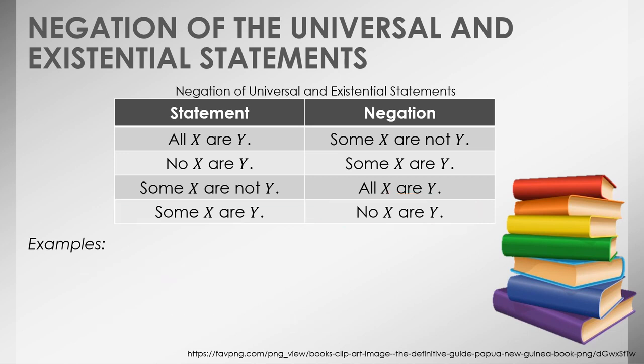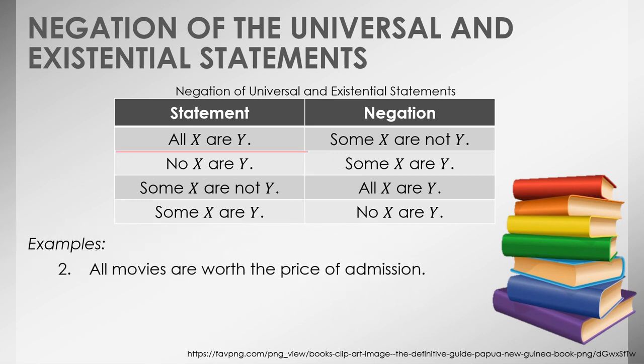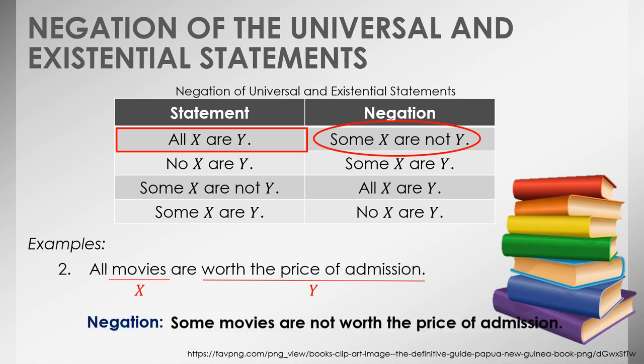Secondly, the statement is given by this. Notice that it is of the same pattern with the first statement. Thus, the negation can be formulated by following this. Also, note that in this statement, our x is the word movies while our y is the phrase worth the price of admission. Hence, the negation is given by this. Some movies are not worth the price of admission.